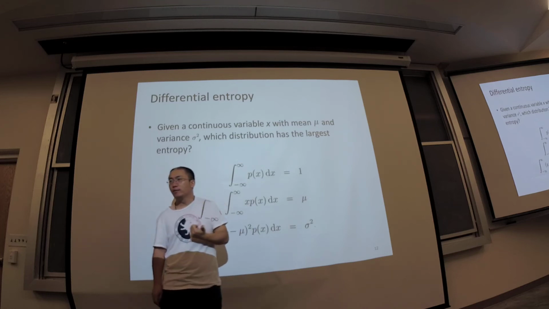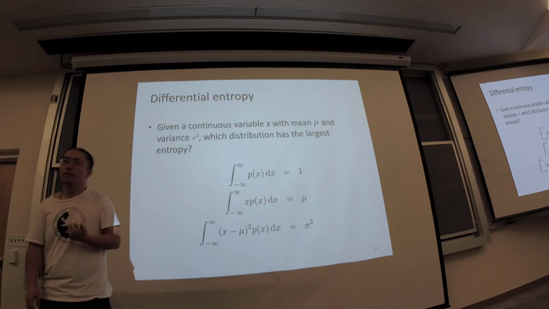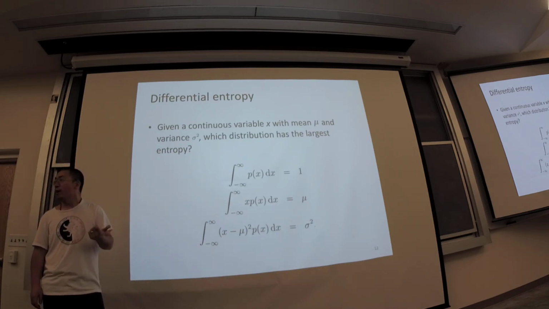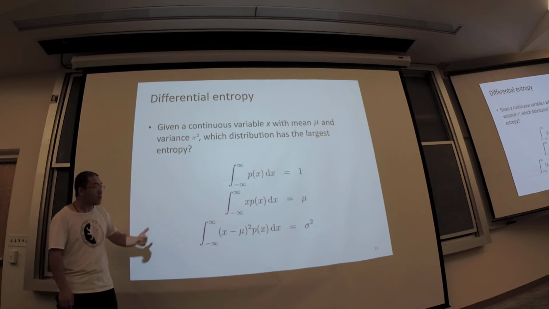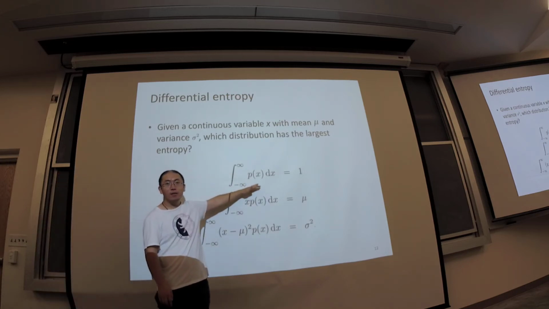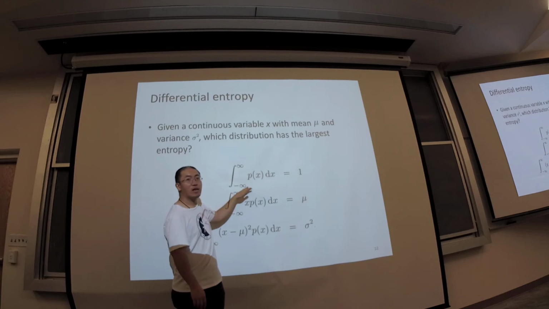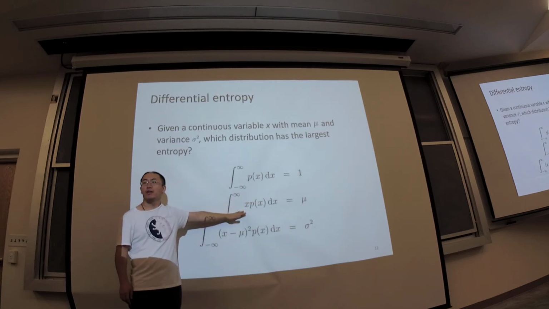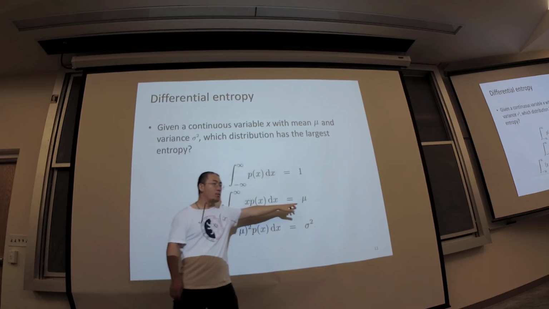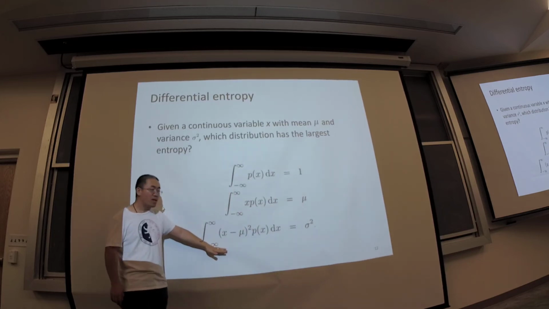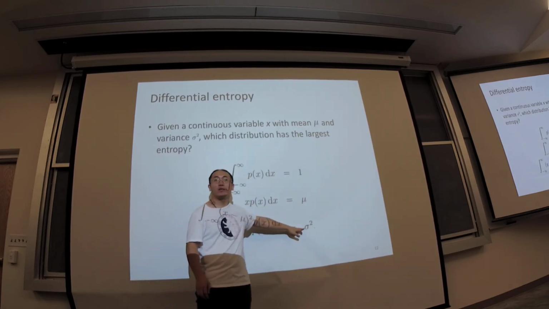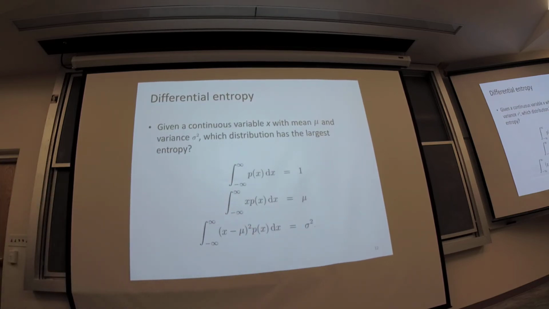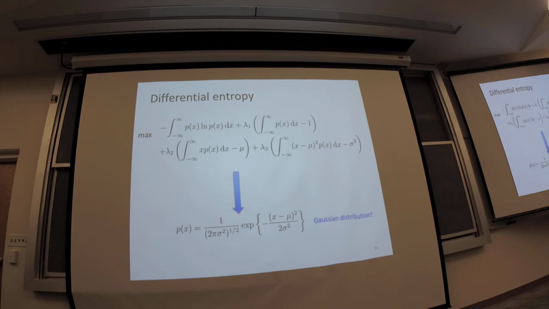How can we do that? We can still turn it into an optimization problem, right? But we need to put in extra constraints. First, your density must integrate to 1. And second, the expectation must be the given value mu, and the variance must be the given value sigma squared. And then we just add these Lagrange multipliers into the entropy.